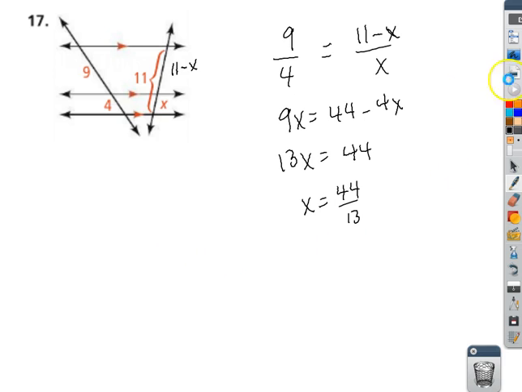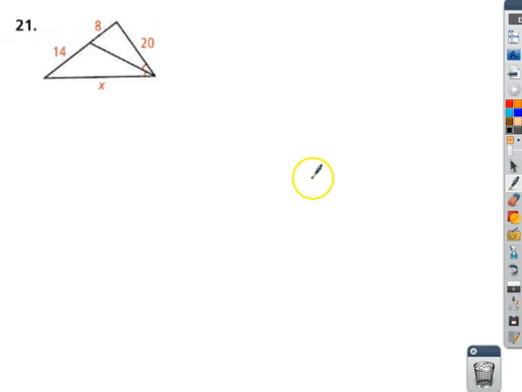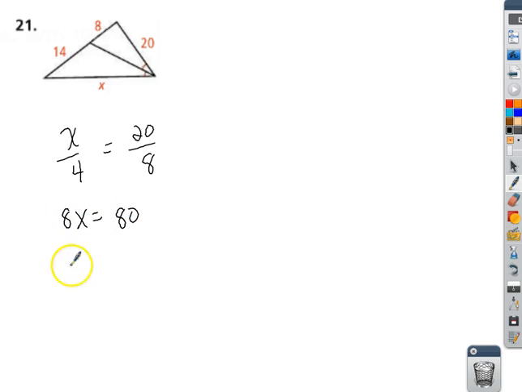All right. Number 21, because this is an angle bisector, I'm going to do x over 14 equals 20 over 8. This over this equals that over that. So side touching the angle over the segment, side touching the angle over the segment. So that's 8x is equal to 80. X is equal to 10.